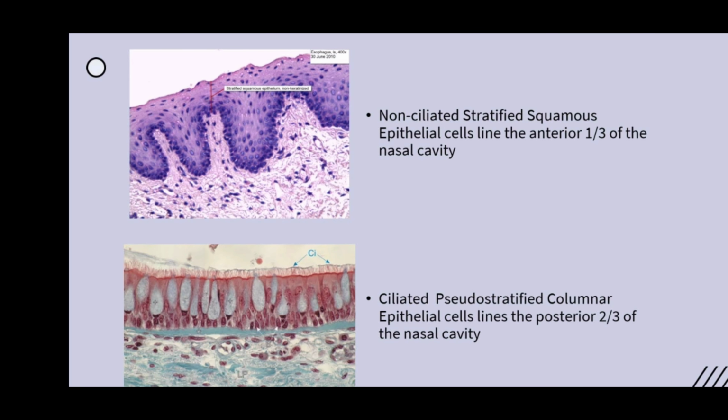Next, we're going to look at the inside of the nose and see what cell structures make up the nasal cavity. The top picture shows one third of the nasal cavity being non-ciliated stratified squamous epithelial cells. The second picture below shows the ciliated pseudostratified columnar epithelial cells, and it lines two thirds of the posterior nasal cavity.